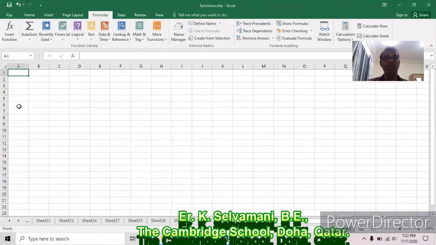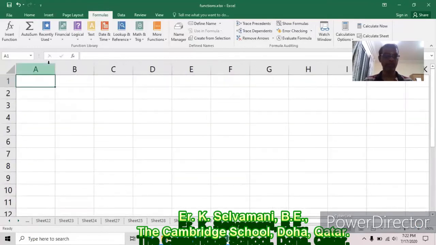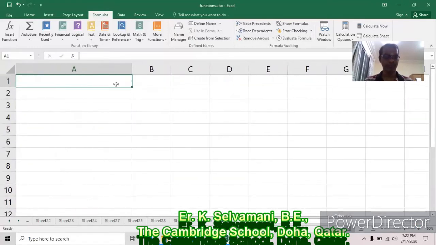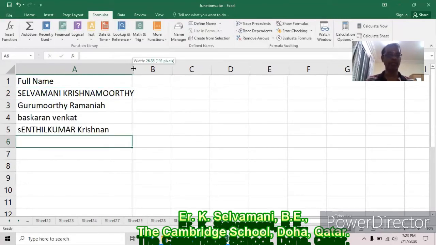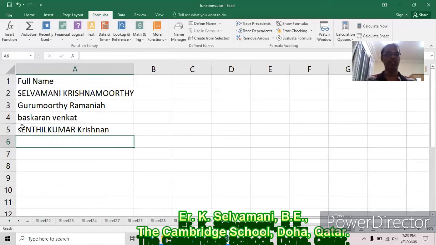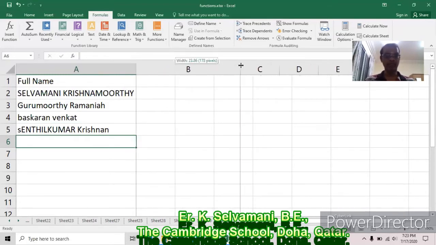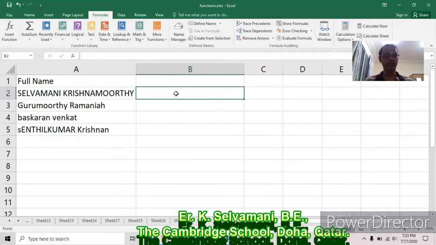Lower, upper, proper. These are the functions we have to know. I like to type my full name here. Some of the names I typed with a capital letter. Selvan. Here I type small letter, capital letter, first letter, all capital letter, different formats. Randomly typed. Whatever is available in A2, we need small letters.